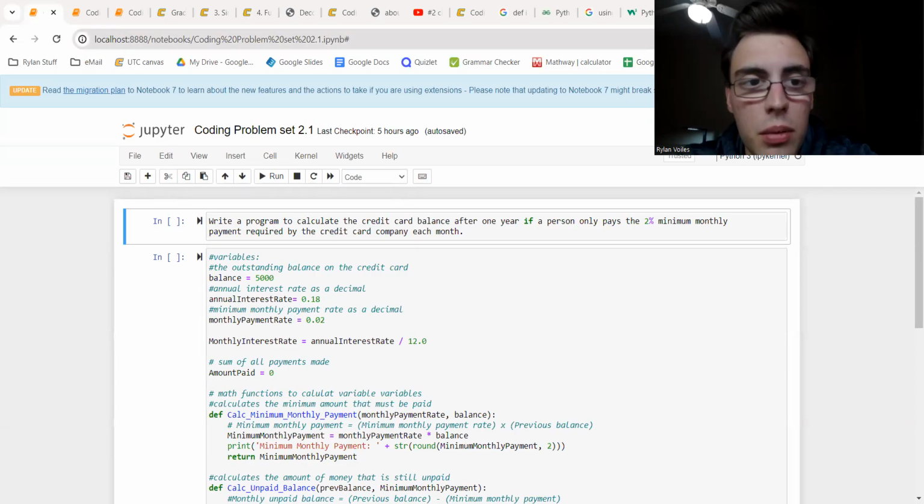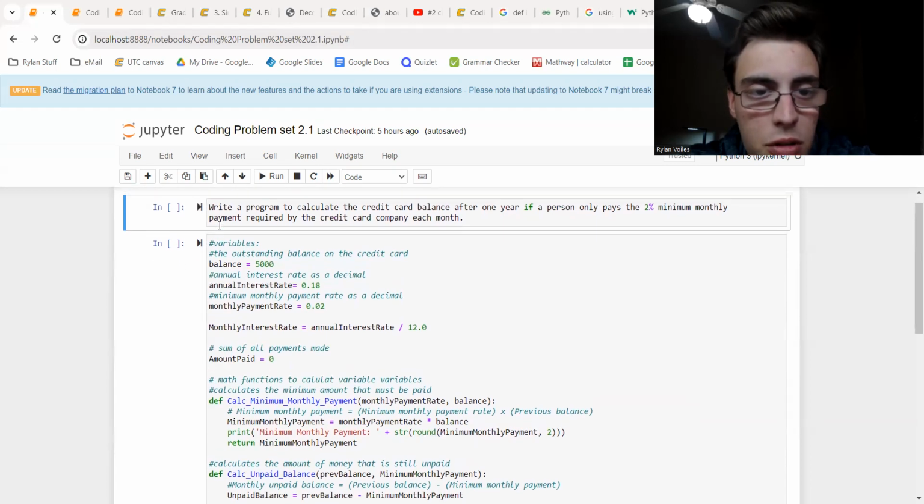All right, so this is the coding problems set 2, number 1. In this problem, we have to write a program to calculate the credit card balance after 1 year if a person only pays a 2% minimum monthly payment required by the credit card company each month.